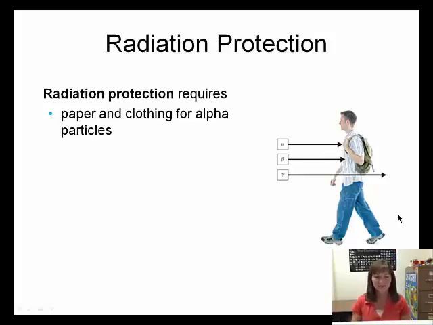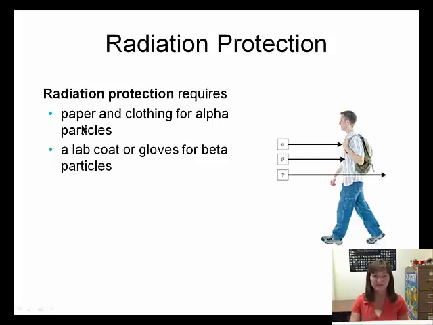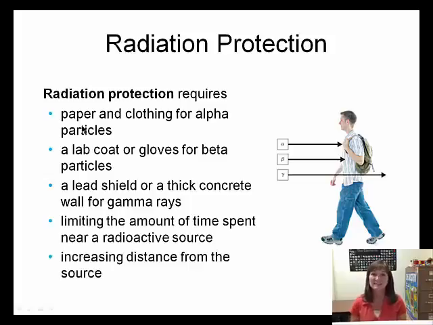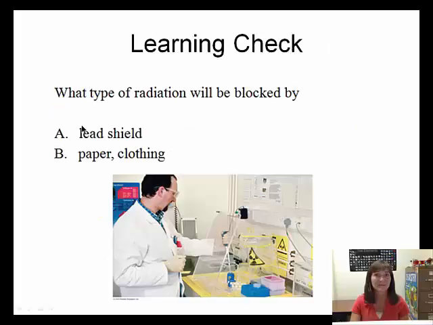So radiation protection, a little more on this. If you want to protect yourself from radiation, it's going to require paper or clothing to stop the alpha particles, a lab coat or gloves to stop beta particles, and a lead shield or thick concrete wall to stop your gamma particles. Another way to protect yourself from radiation is to limit the amount of time that you spend around that radioactive source. Time will definitely play a role in how much you're exposed to the radiation. Another thing you can do is increase the distance from your radioactive source. Because remember, some of them don't travel very far through air. So if you just back up from the source, then it's not going to penetrate.